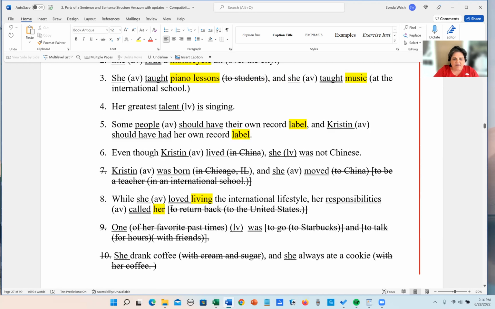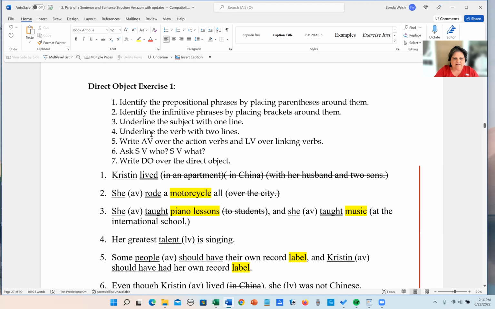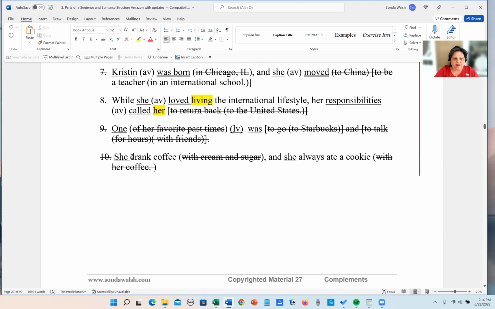Okay, now the next thing is underline the verb with two lines. So drank is our verb. Underline that with two lines. And ate over here is our verb. The next step is to tell whether it's an action verb or a linking verb. I'll go up here and grab this AV because drank is an action verb. And ate, that is an action verb.